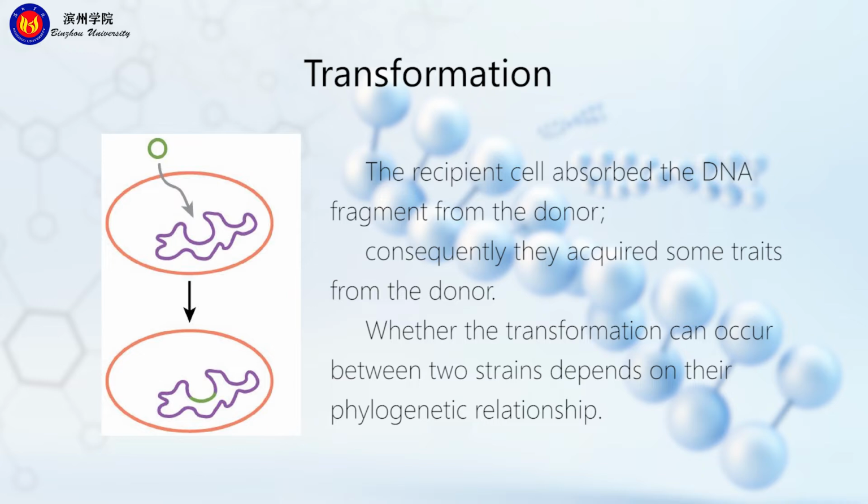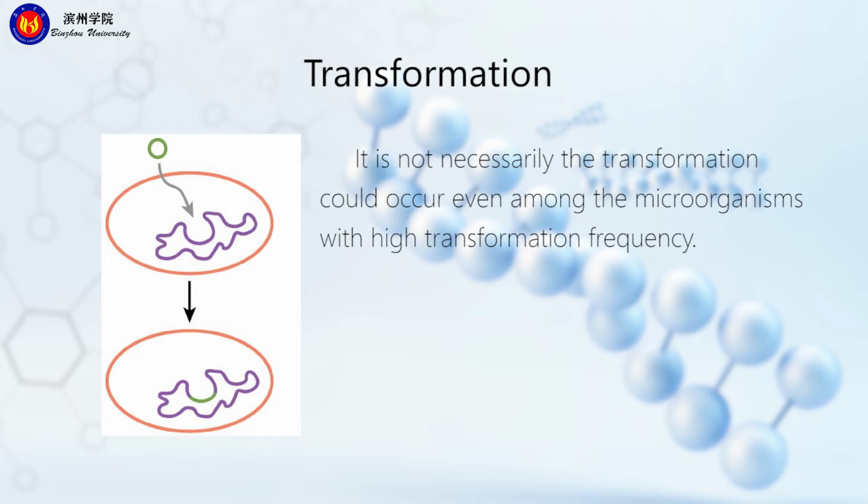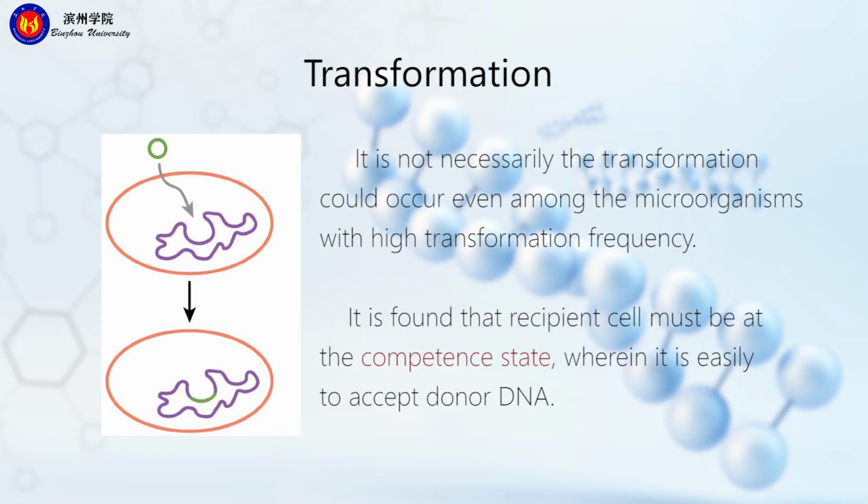Whether the transformation can occur between 2 strains depends on their phylogenetic relationship. However, it is not necessarily the case that transformation could occur even among the microorganisms with high transformation frequency. It is found that the recipient cell must be at the competence state, wherein it is easy to accept donor DNA.